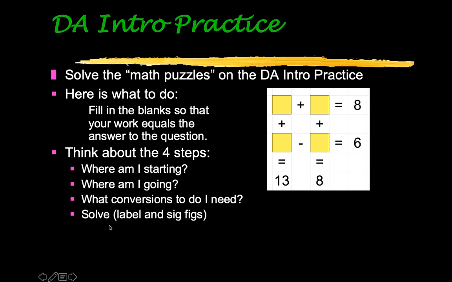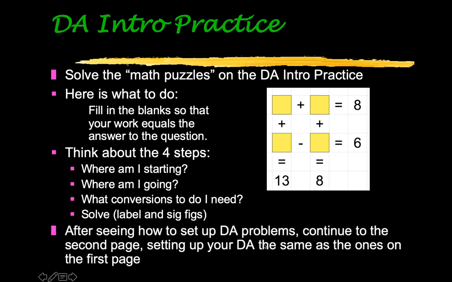Set up your conversion, solve the problem, label, and oh, look at this. Sig figs come back. We learned about that in December. You might need to go back and review that, but we'll review it a little bit now too. After I do an example with you and show you how to set up the DA problems, you're going to go to the second page of this assignment and set up the other problems. There's just a few more, 8 if I remember correctly, on the second page to practice doing DA when you have to set it up from scratch.